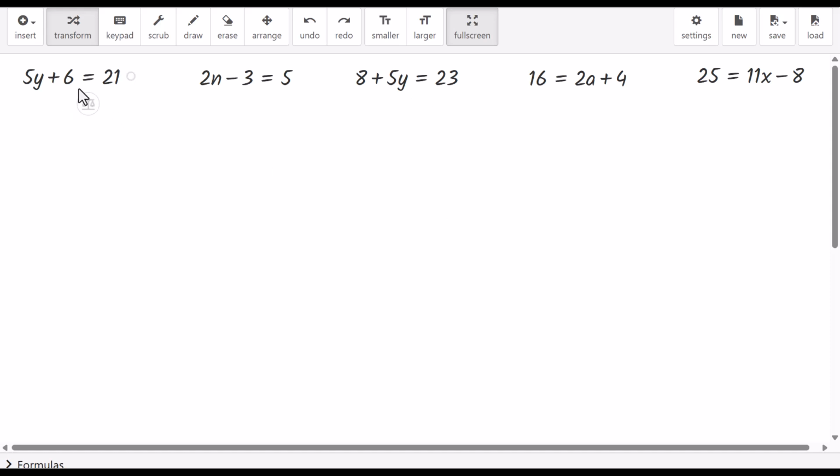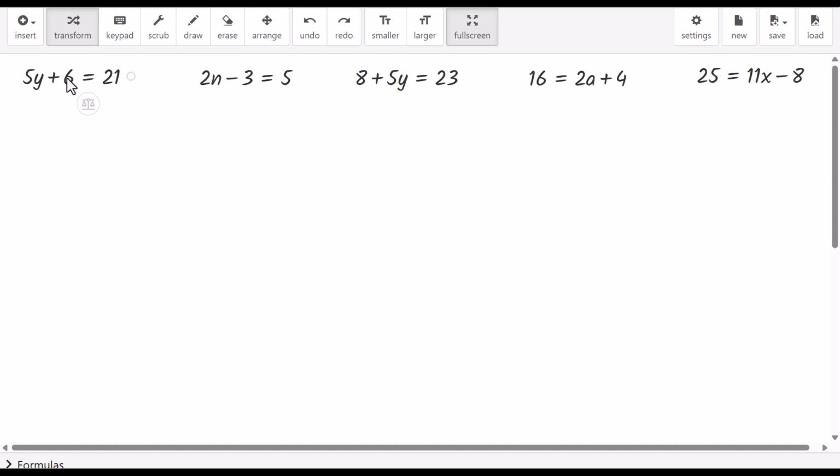Okay, now what are we doing? To start, 5y plus 6. If I click on plus, you can see the way the system is shaking, telling you that it's not possible to add them. They are unlike terms. That means 6 needs to leave this place and come down to 21.